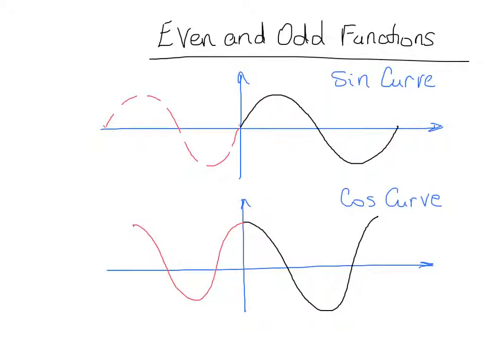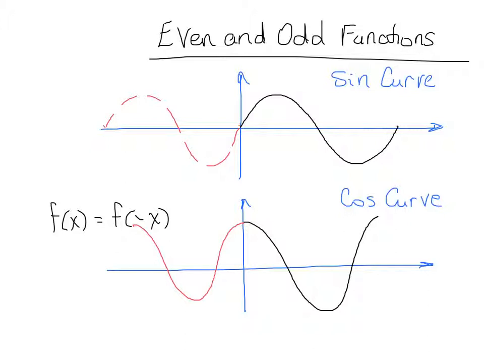In this video, we'll be looking at even and odd functions. Now, let's start off by looking at even functions. So in an even function, if we have f of x, that's actually always going to be equal to f of negative x. Now, what do I mean by this?